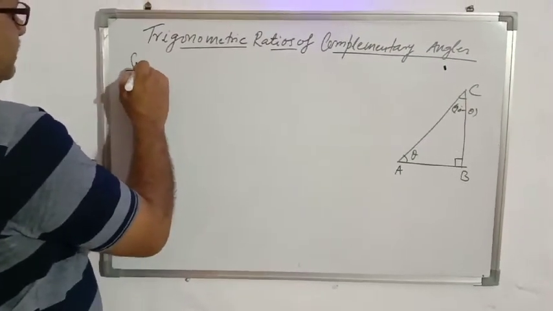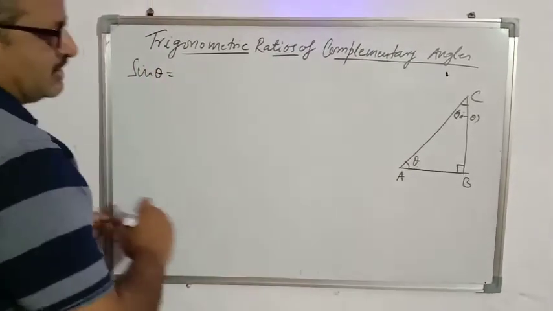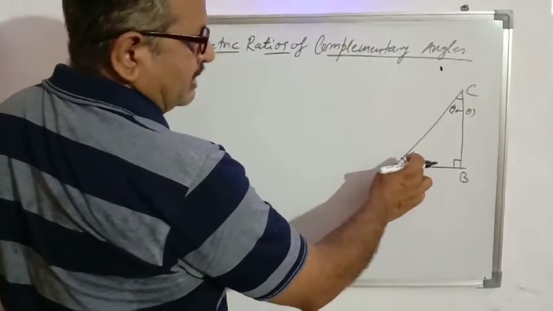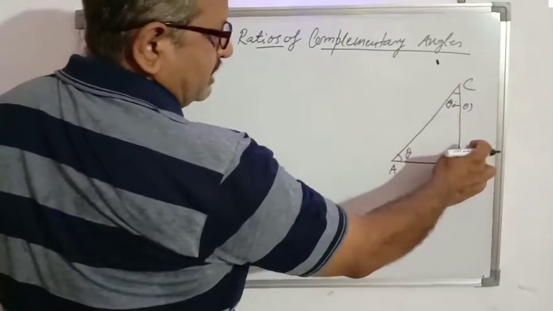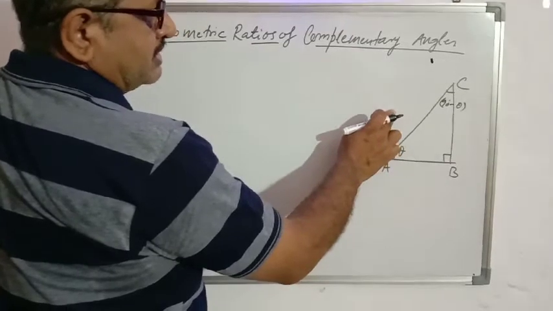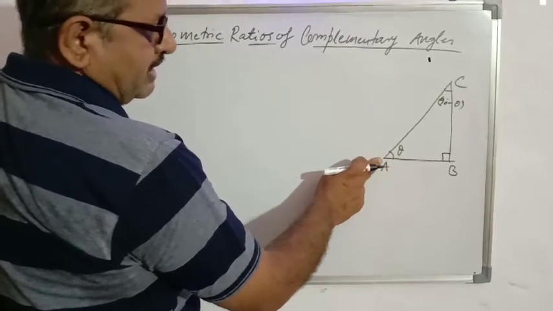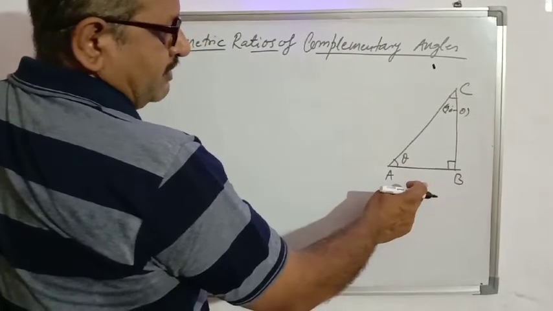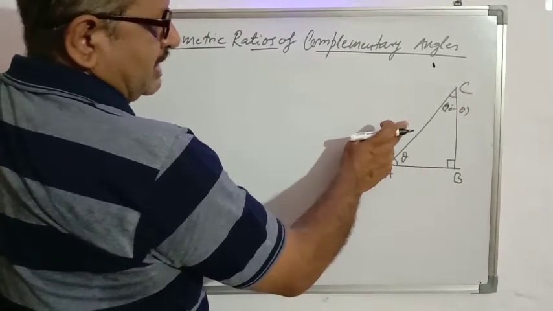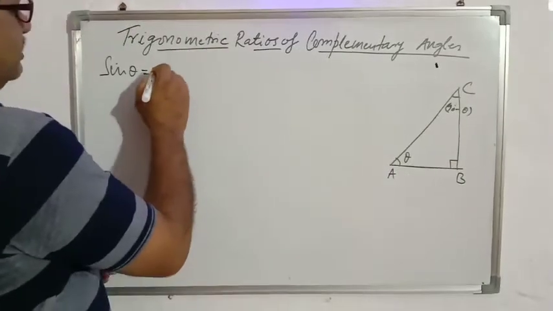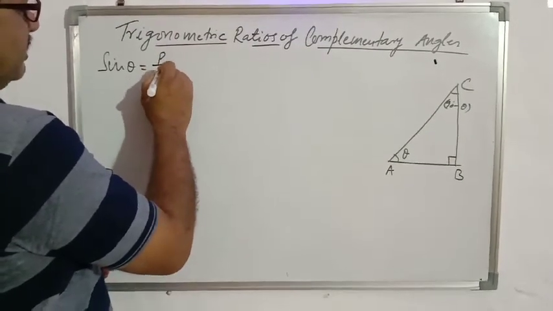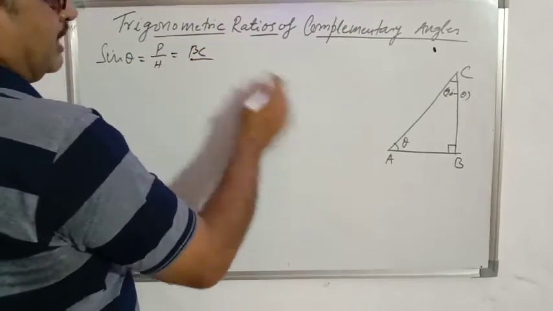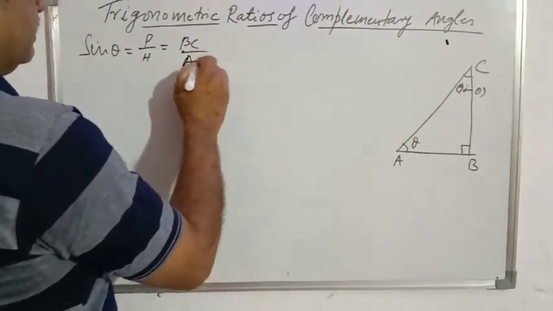Firstly, write sin theta. What is sin theta? If we consider angle A as theta, the perpendicular will be BC, the base AB and the hypotenuse AC. When we take angle A as theta, its opposite side will be the perpendicular, AB will be the base and the longest side is the hypotenuse. So sin theta is perpendicular by hypotenuse. Perpendicular is BC and hypotenuse is AC.